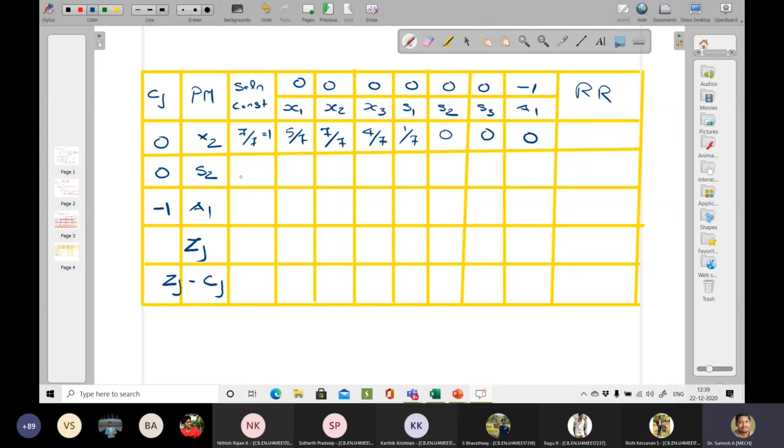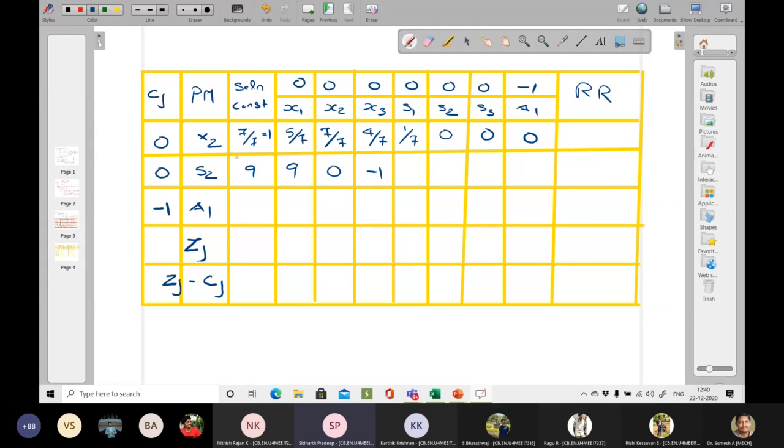So the next row, it is 9. You can check if any value differs. The formula is 7 minus the coefficient into 1. Under S2 and solution constant, it is 2 minus minus 7 into 1.